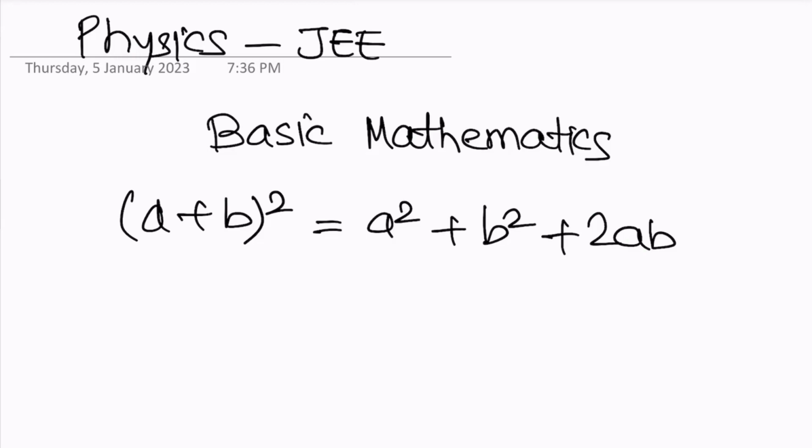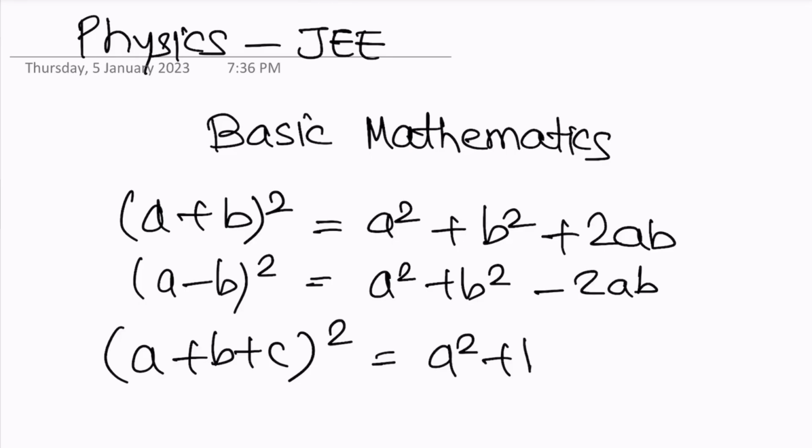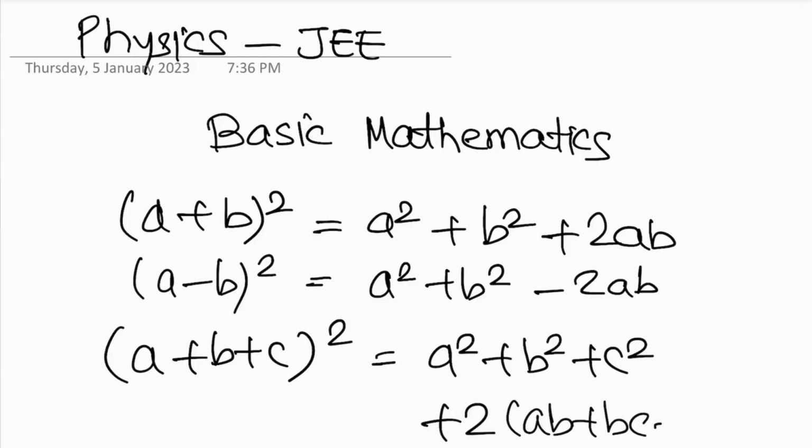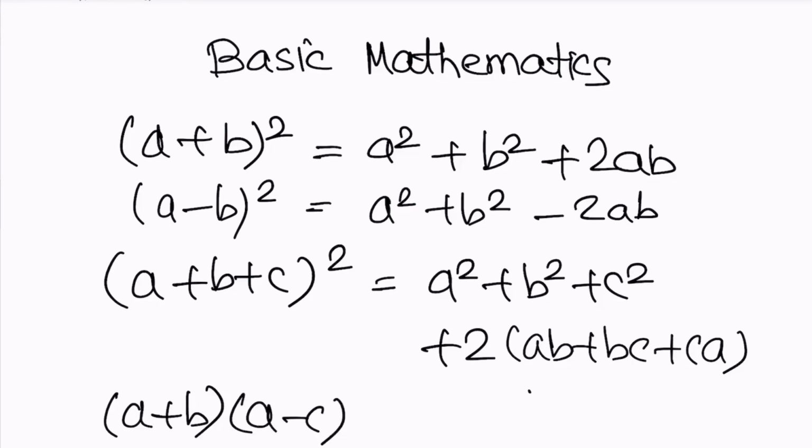So we are familiar with this formula, the square of a plus b and a minus b. Next is the square of three variables, which is a square plus b square plus c square plus 2 AB plus BC plus CA. Feel free to skip this part if you're already familiar with it, but this is an essential recap. I'm sorry, A plus B times A minus B is equal to A square minus B square.